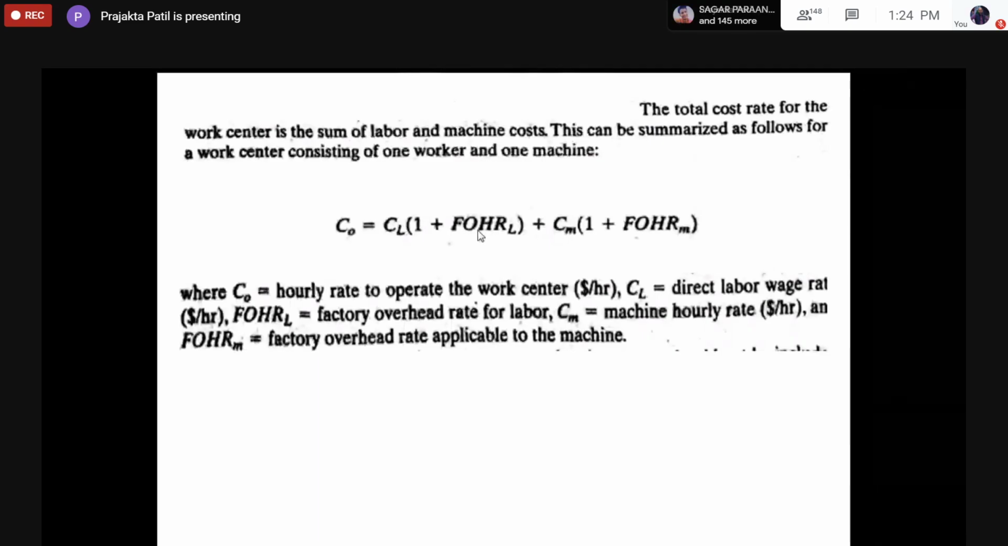Okay, so I hope you all have noted down these three equations. What is the equation for UAC? What is the equation for the capital recovery factor? And the equation for the hourly rate to operate the work center. So we will quickly move to the next slide, which is a solved problem from the textbook.